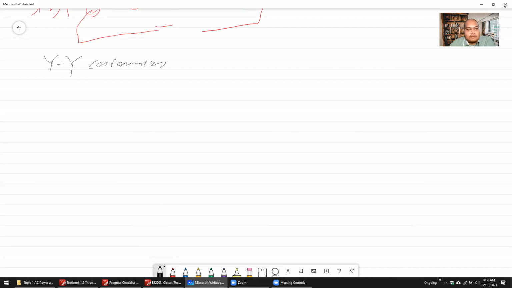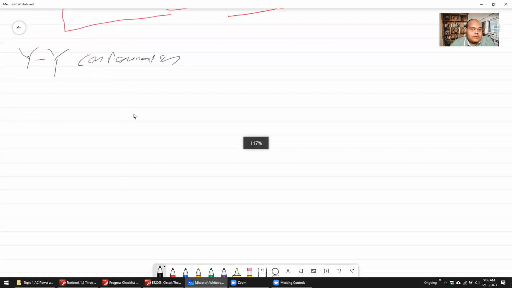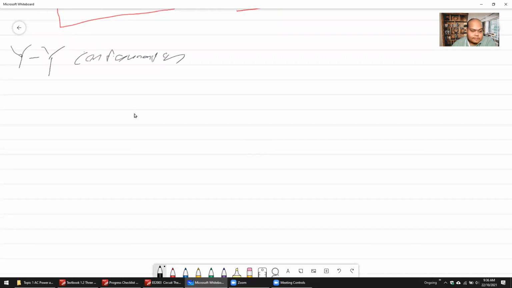Sorry, my PC hang again. So to draw the star connection, of course, with neutral wire. So of course you use this, this, this. This is star.